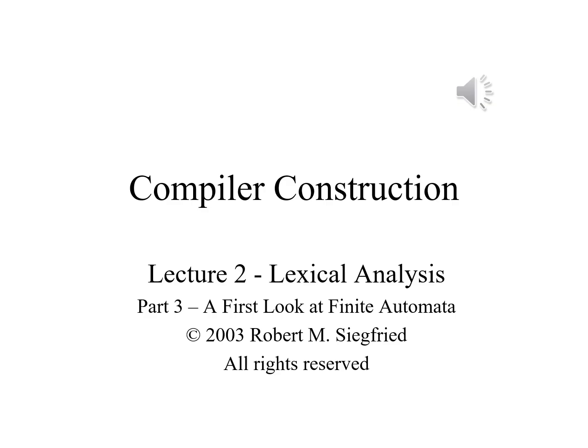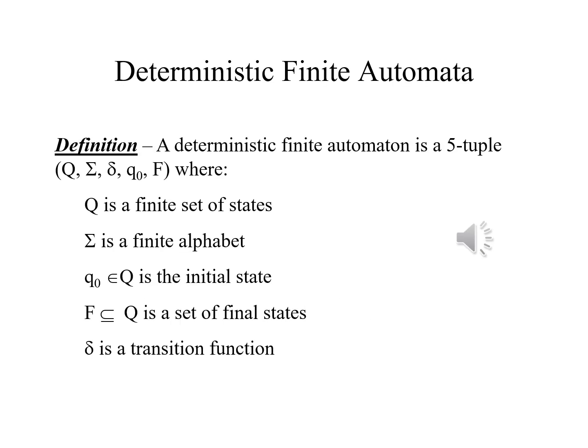In part 3 of lecture 2, we will take a first look at finite automata. We'll start a discussion with the definition of deterministic finite automata. A deterministic finite automaton is a 5-tuple. In other words, it's defined by 5 attributes: Q, sigma, delta, Q0, and F.